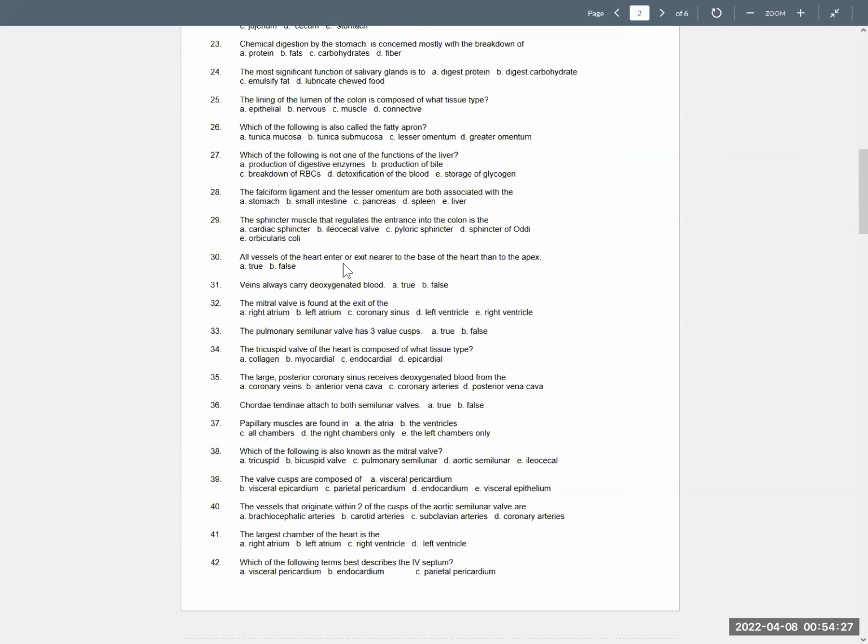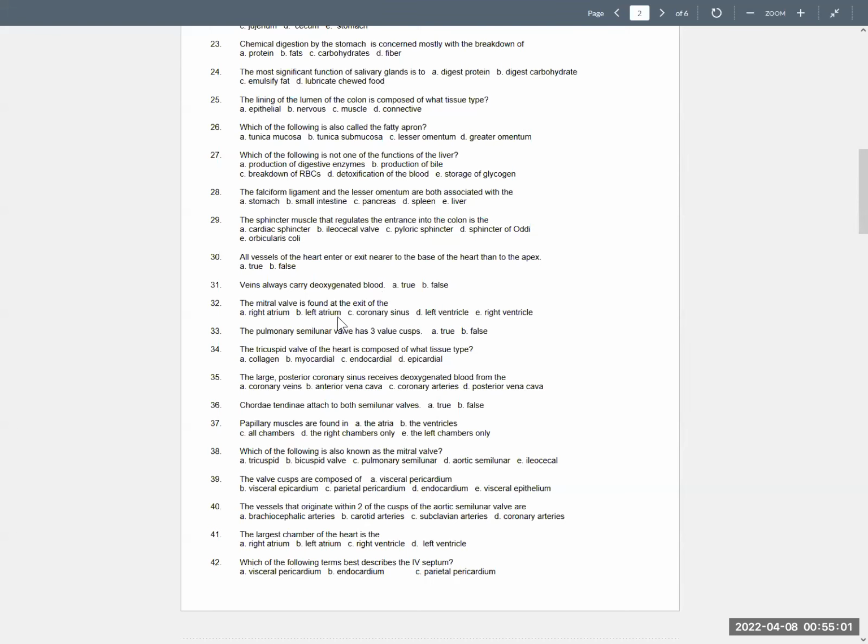All vessels of the heart enter or exit near the base of the heart, rather than the apex. Well, yes, that's true. The apex doesn't have any entrances or exits. 31, you're not going to miss this. Veins always carry deoxygenated blood. Absolutely false. They can carry oxygenated blood, such as the pulmonary veins do.